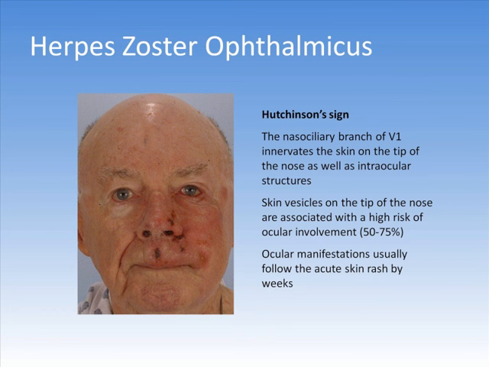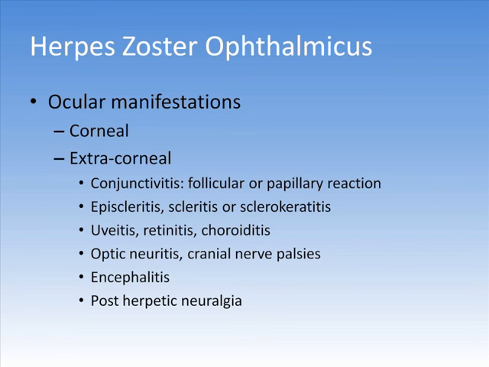In Hutchinson sign, the nasociliary branch of V1 innervates the skin on the tip of the nose as well as intraocular structures. Skin vesicles on the tip of the nose are associated with a high risk of ocular involvement. Ocular manifestations usually follow the acute skin rash by weeks. The ocular manifestations may be corneal or extracorneal.